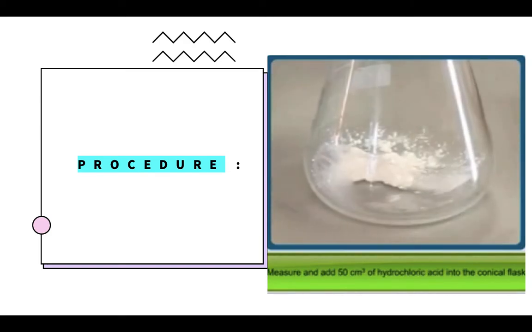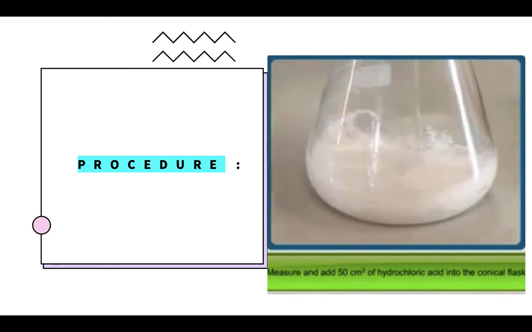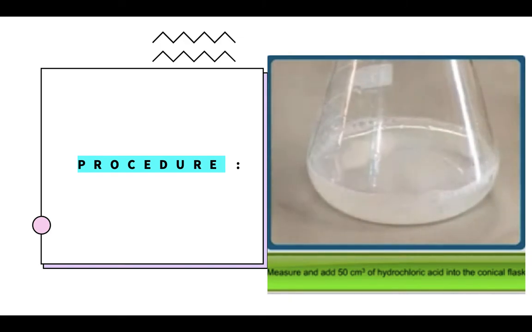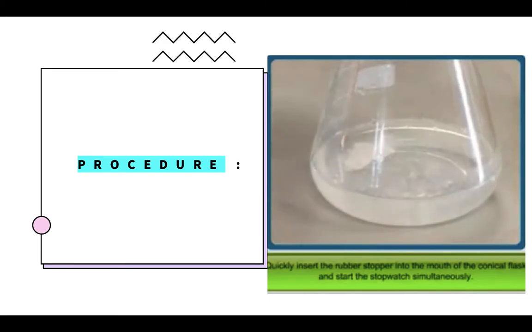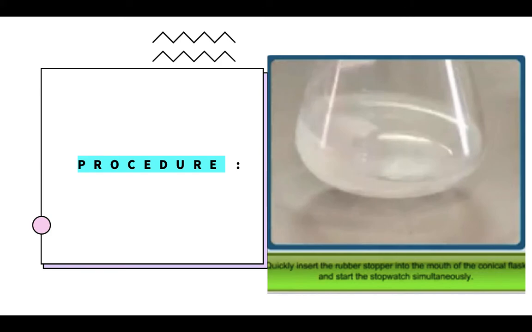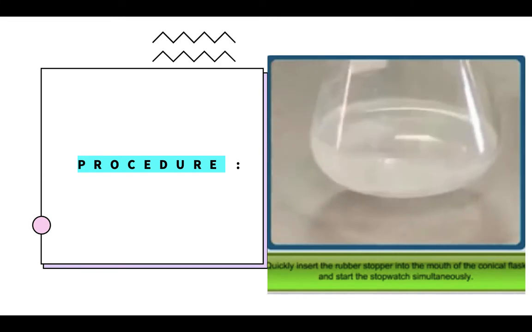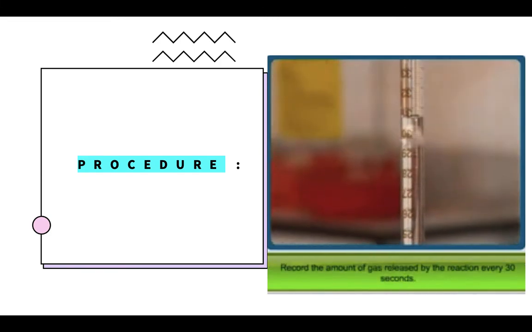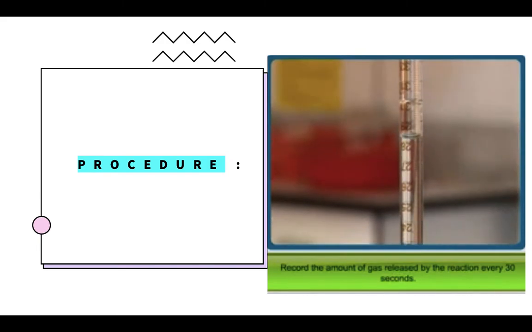Measure and add 50 cubic centimeter of hydrochloric acid into the conical flask. Quickly insert the rubber stopper into the mouth of the conical flask and start the stopwatch simultaneously. Record the amount of gas released by the reaction every 30 seconds.